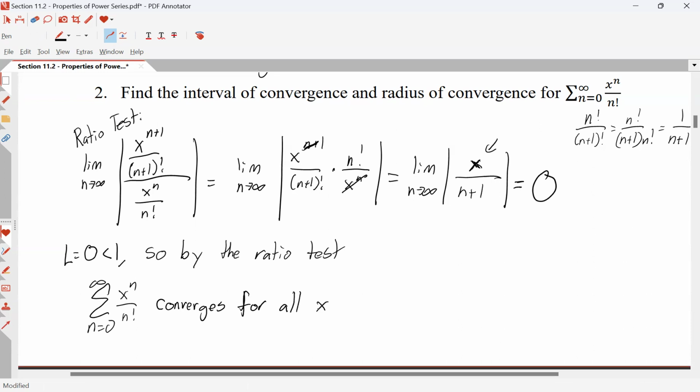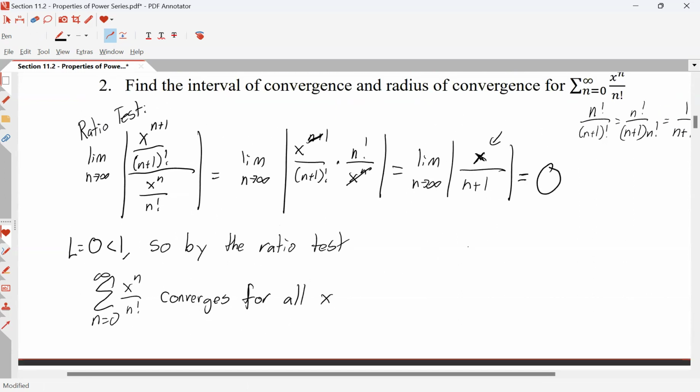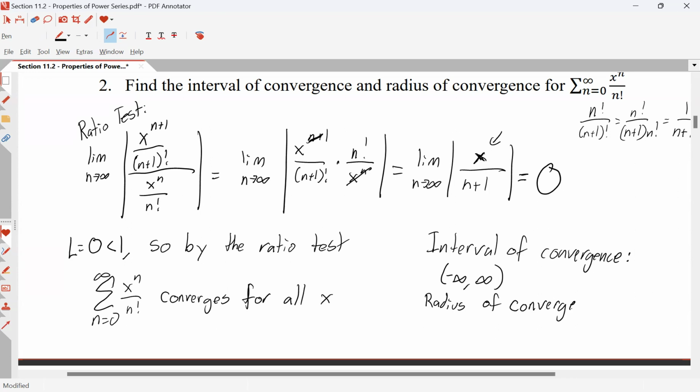for all x, meaning the interval of convergence is negative infinity to infinity, all x values, and the radius of convergence, if I go from any center point, the center is 0 here, but it would not matter what the center is, from the center out to infinity is a distance of infinity. So the radius of convergence is r equal to infinity.